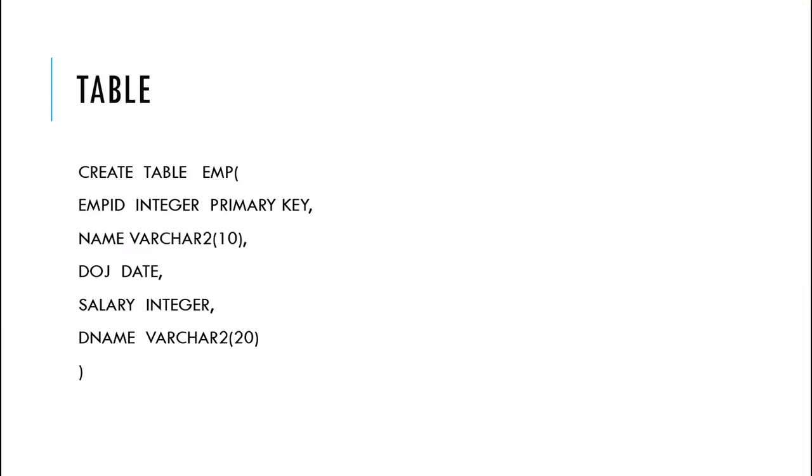The first one is, so before getting this, let's consider this table employee which is created. Employee has employee ID, name, date of joining, salary and department name. These are the data types, and employee ID is the primary key for the table employee. So this is the table which we are going to consider.